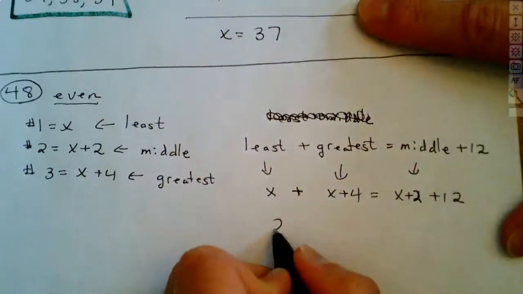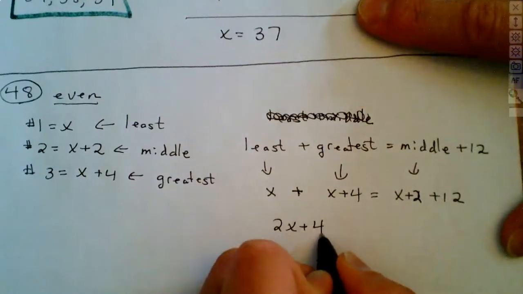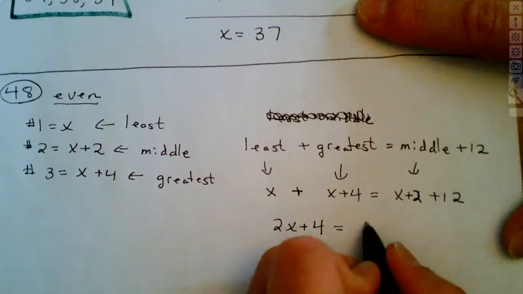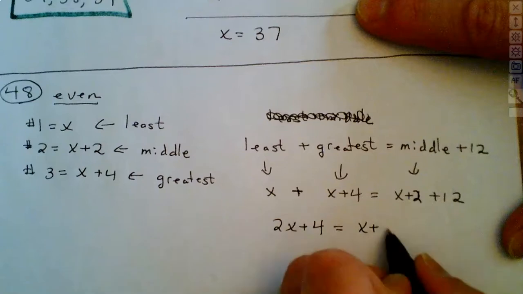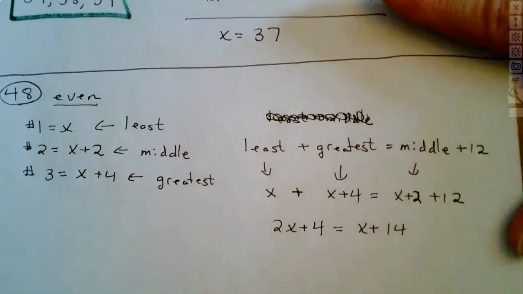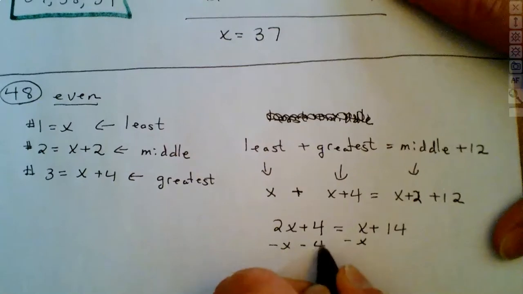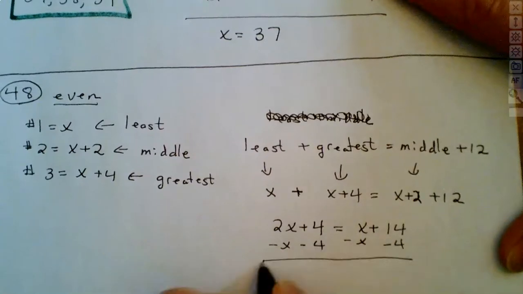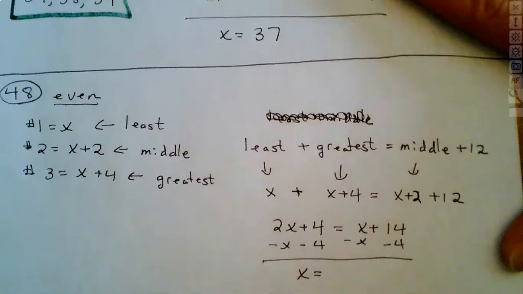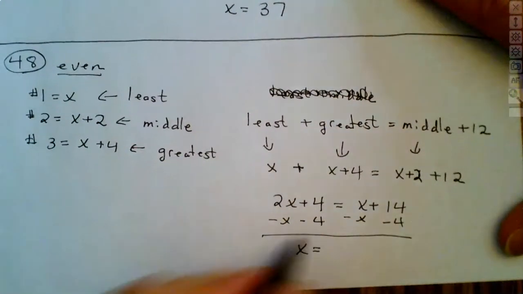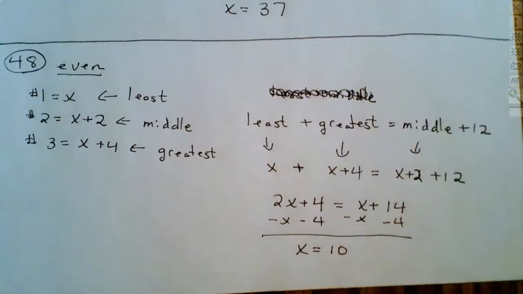So combining, that's 2x plus 4 on the left equals x plus 14 on the right. Move things around, so move that x over, move that 4 over. And now it looks like we have x equaling 10. So move these over, we get x equals 10.